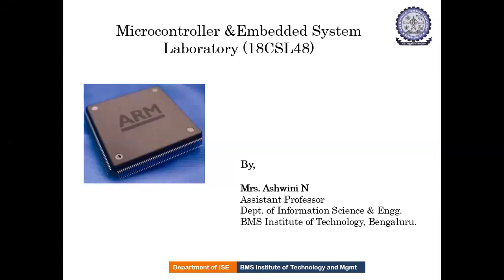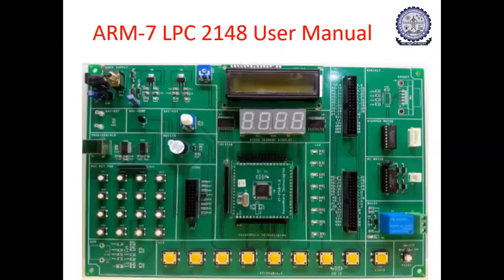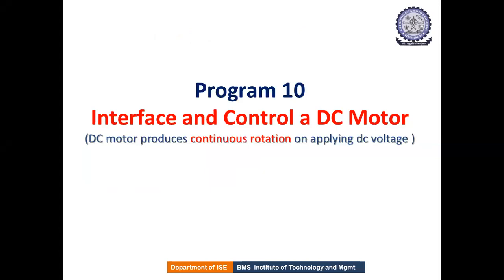I am explaining my microcontroller and embedded system laboratory. So here I am explaining a hardware program that is interface and control of a DC motor. So what is meant by a DC motor? A DC motor is the one which produces a continuous rotation on applying a DC voltage.